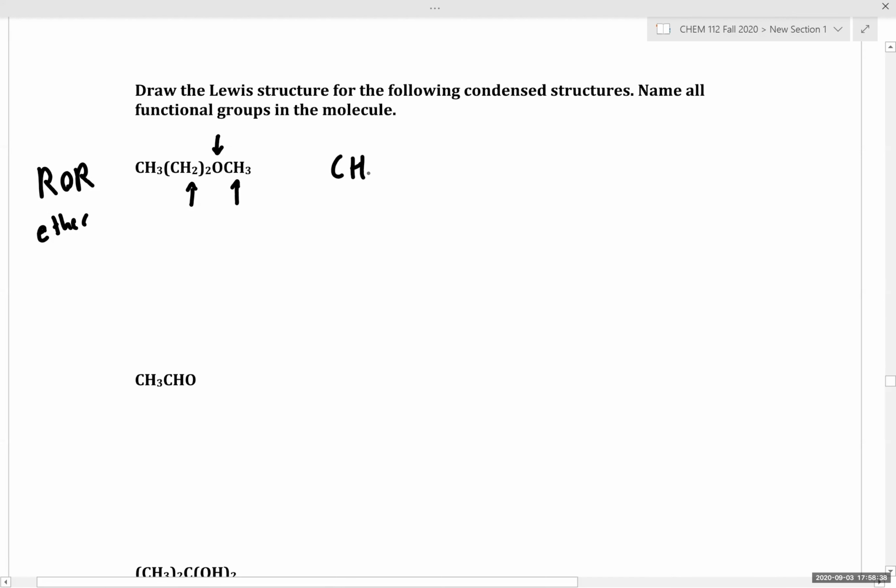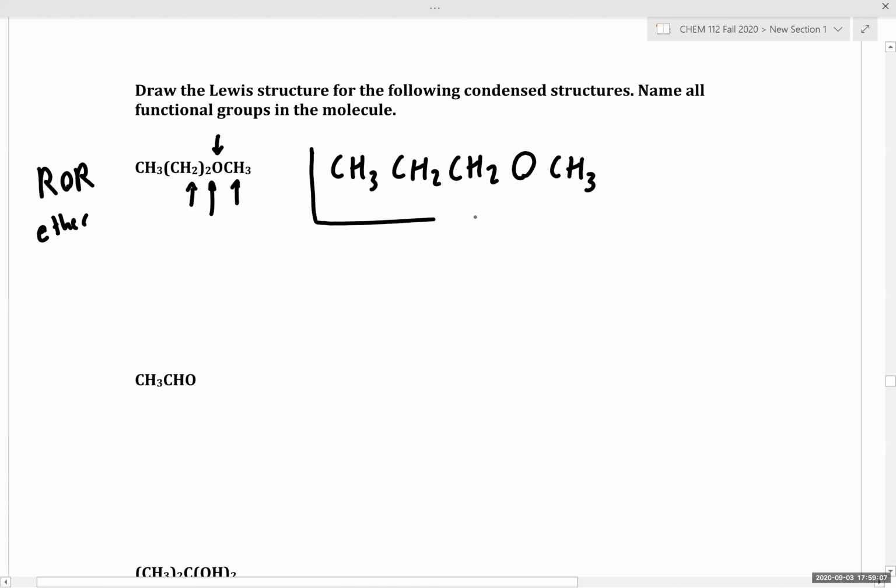So I'm going to write out my CH3, and working from left to right, I then write out a CH2. And based on my instruction manual, how many CH2s do I write out? 2, yep. Okay. Now, next on the list, we write out an oxygen and then our last CH3.